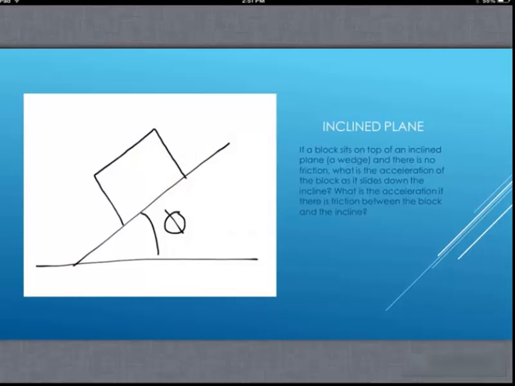If a block sits on top of an inclined plane and there is no friction, what is the acceleration of the block as it slides down the incline? What is the acceleration if there is friction between the block and the incline? The first thing we need to do is to identify all of the relevant concepts.